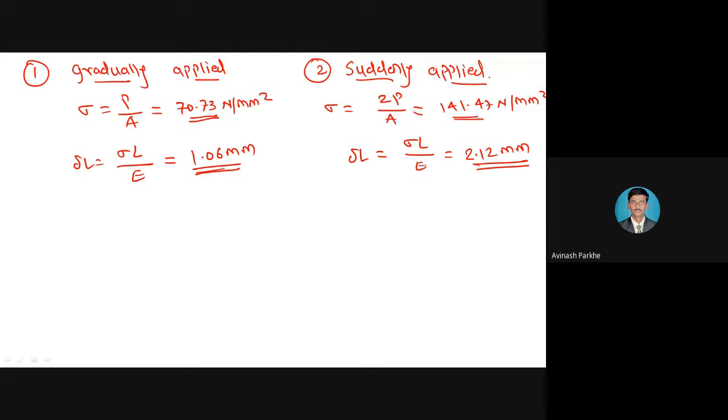That is, we have to calculate the sigma, the deformation, the strain energy, or the maximum strain energy, meaning the resilience. So this is type number one which we discussed today, that is problems based on the gradually and suddenly applied load. Have you understood this particular part? Anybody having any problem?